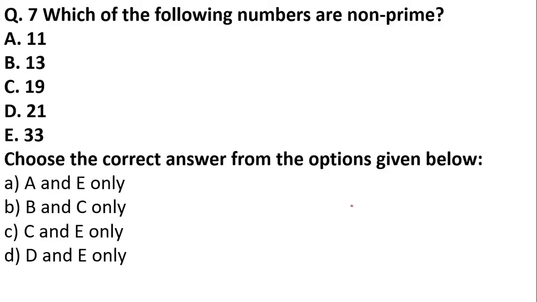Which of the following are non-prime numbers? Okay, non-prime. So in this question, students, first you should know what prime numbers are. Then only will you be able to answer. A prime number is a number which is divided only by itself and 1. Like if we talk about 11, can any number divide 11? No. 11 can only be divided by 11. 11 divided by 11 is 1. And 11 divided by 1 is 11. So any number that can only be divided by itself or 1 is a prime number.